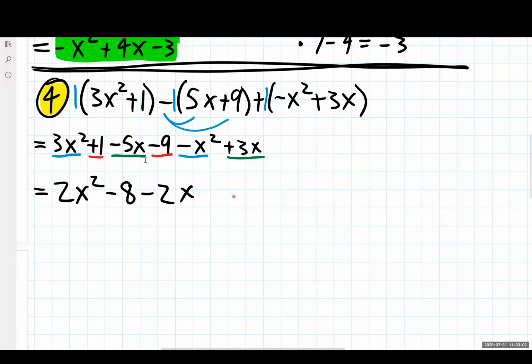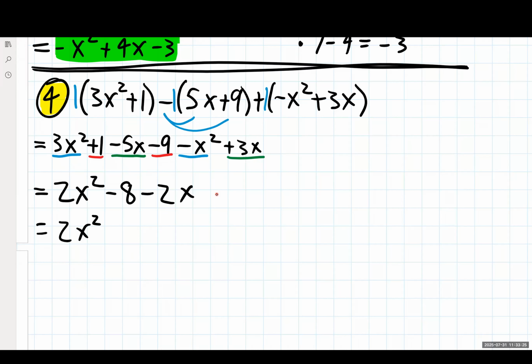So I've combined everything together that I can. I now need to make sure this thing is in standard form. So alphabetical order first, then by descending powers. So I see that I have the x squared in front, so my variable terms in front here. I need to always put constant terms at the very end. So we'll do that quick rewrite now.